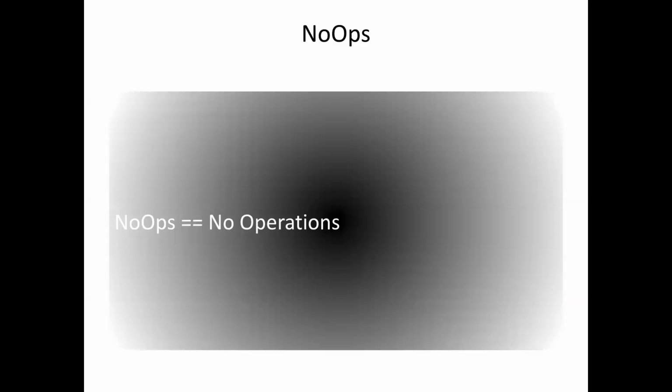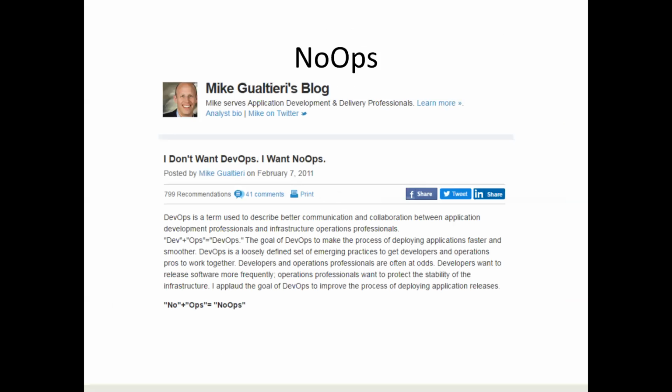Which leads us to NoOps. If everything's got an API and developers are doing operations, you must not need an operations staff anymore. That's potentially how some people look at NoOps. I'm here to convince you otherwise, but that's what NoOps is. No operations. I think this was the guy that coined the term. I think this is where it comes from.